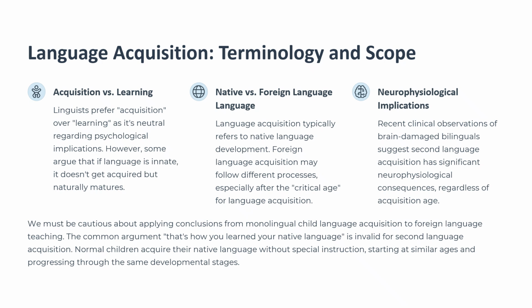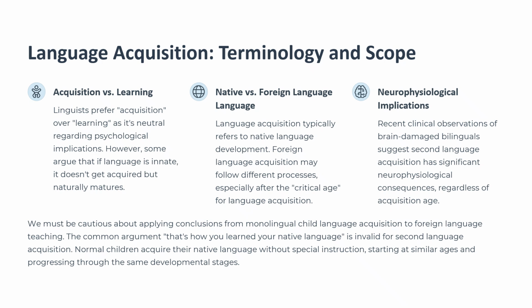Acquisition versus learning, native versus foreign language. Neurophysiological implications. We must be conscious about applying conclusions from monolingual child language acquisition to foreign language teaching. The common argument, that's how you learn your native language, is invalid for second language acquisition. Normal children acquire their native language without special instruction, starting at similar ages and progressing through the same developmental stages.